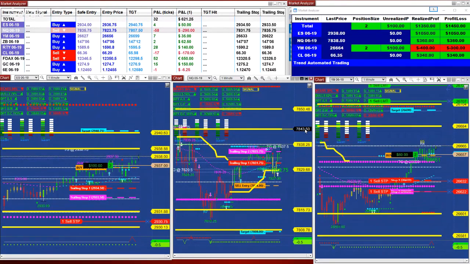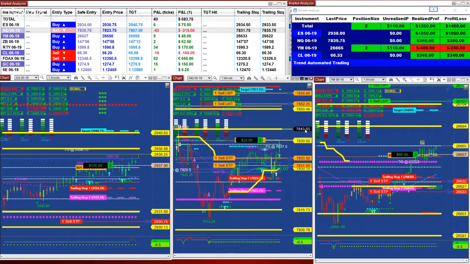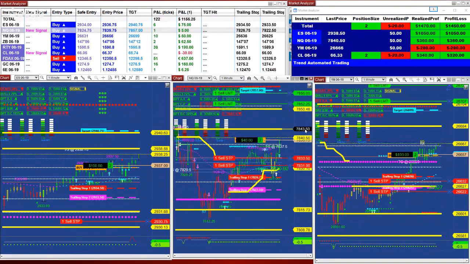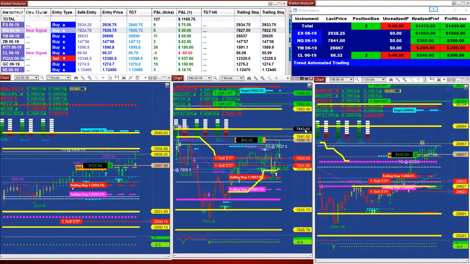That's when we told you 10 minutes ago not to trade, because we knew the market was going into session, and when the market is turning around, you have to think about it. It's like a boat making a U-turn. So as you see right now, we're about to have a new signal. There we go. New signal came out, and we have a new signal on the CL as well.